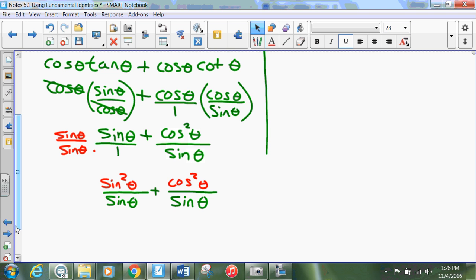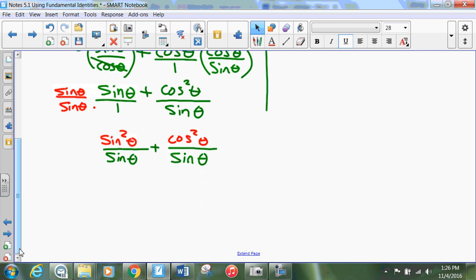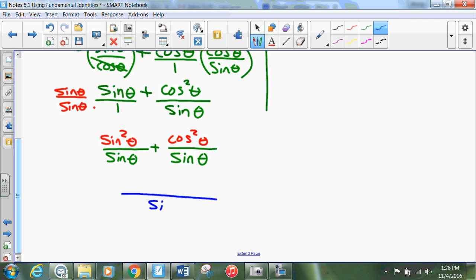And now I'm like, great, I've got two fractions. They both have the same denominator. So now I'm going to combine them. And we need to remember, when we combine fractions, we keep the denominator the same, and we add the numerator.